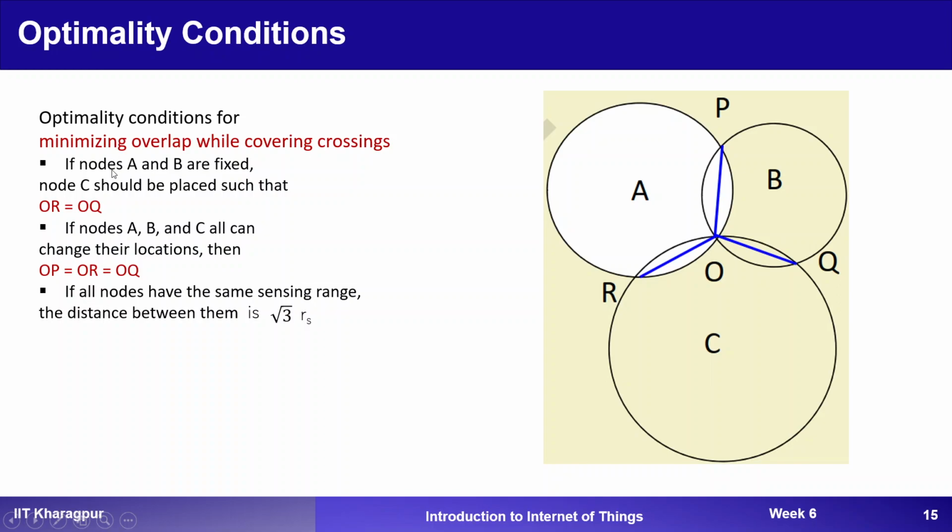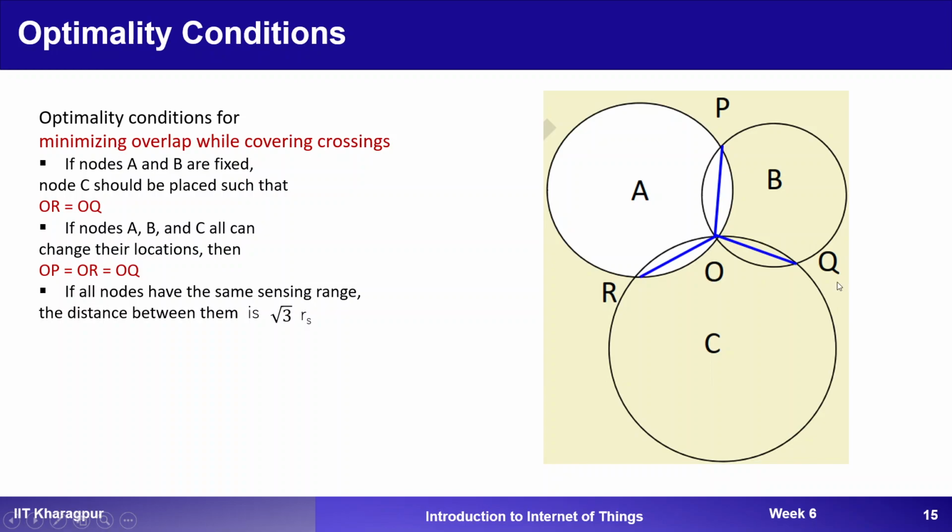So the first condition is: if nodes A and B are fixed, then we need to place node C. How can we place node C? We can place node C in such a way that OR is equal to OQ.